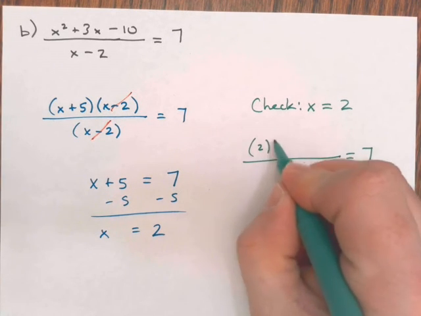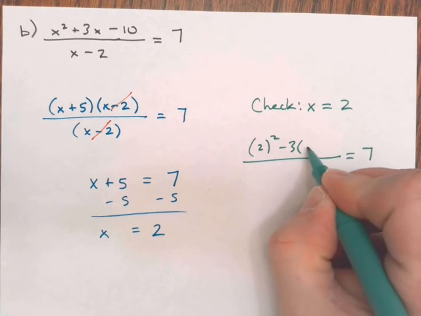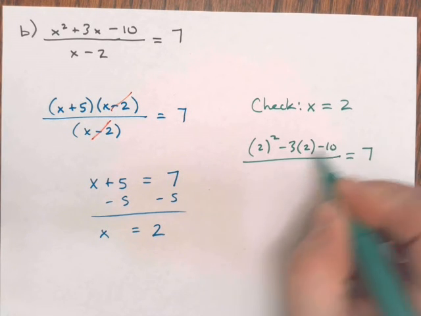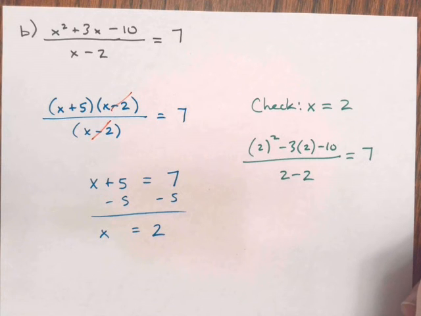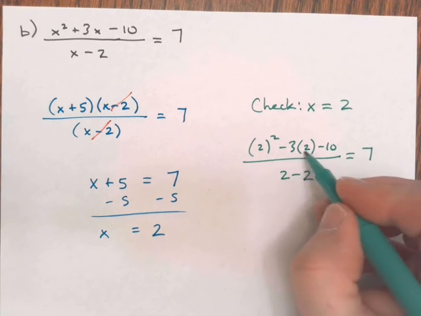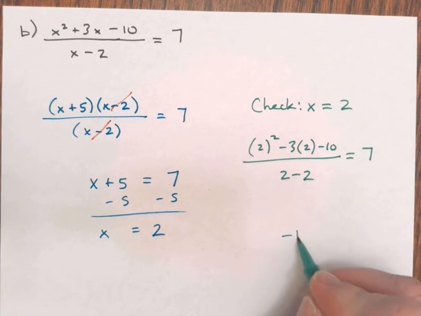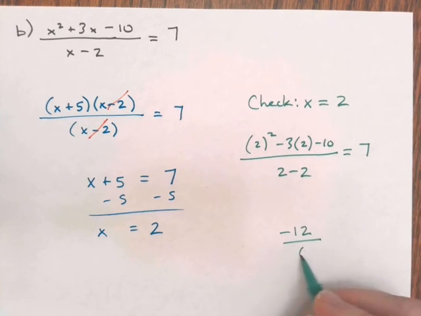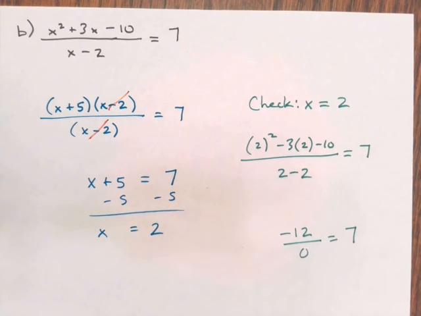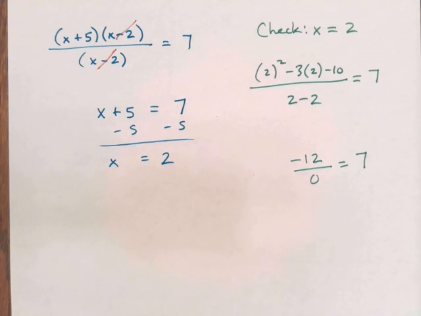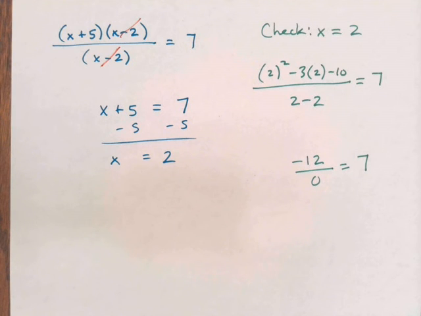So we would have 2 squared minus 3 times 2 minus 10 over 2 minus 2. 2 squared is 4. 3 times 2 is 6. So 4 minus 6 is negative 2, minus 10 is a negative 12, and 2 minus 2 is 0. But you can't divide by 0. That gives you an error.